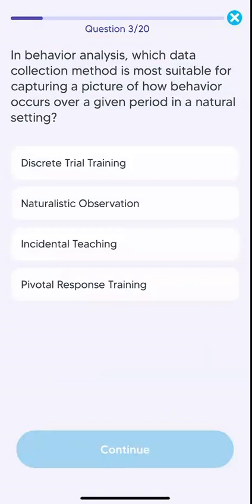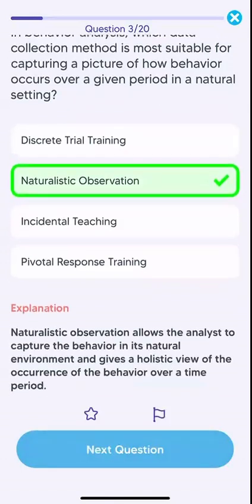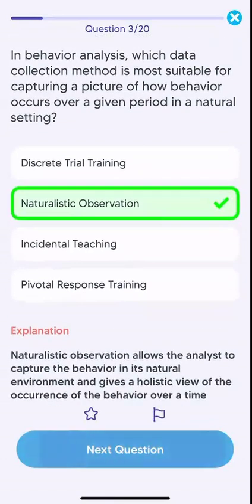Okay. In behavior analysis, which data collection method is most suitable for capturing a picture of how behavior occurs over a given period in a natural setting? Discrete trial teaching, naturalistic observation, incidental teaching, pivotal response training. Natural setting. I think second one. Yes, correct. Okay, because natural setting.